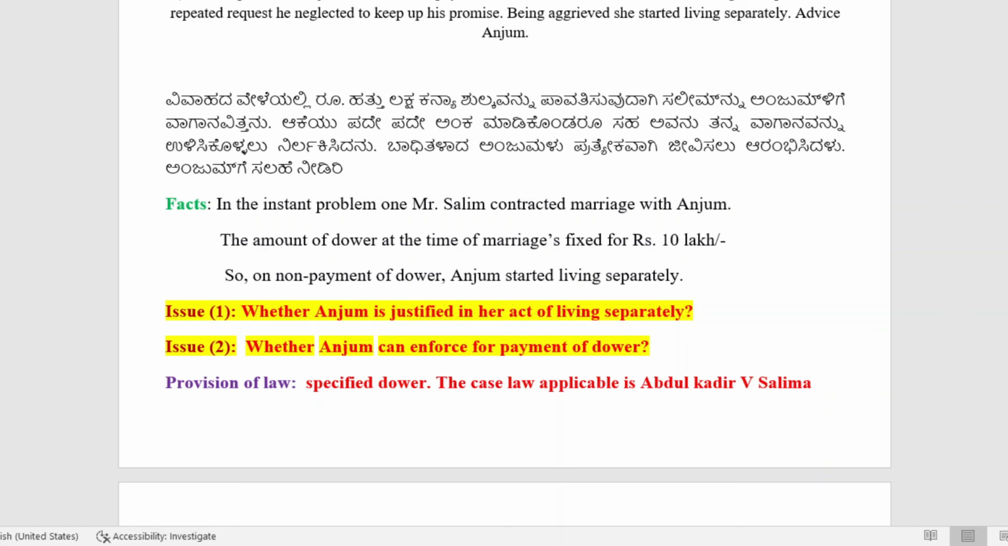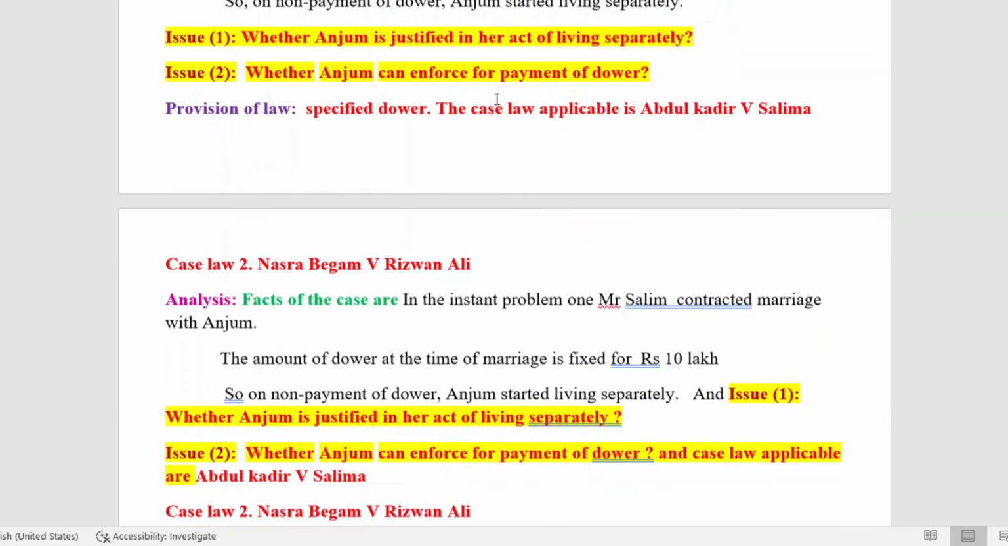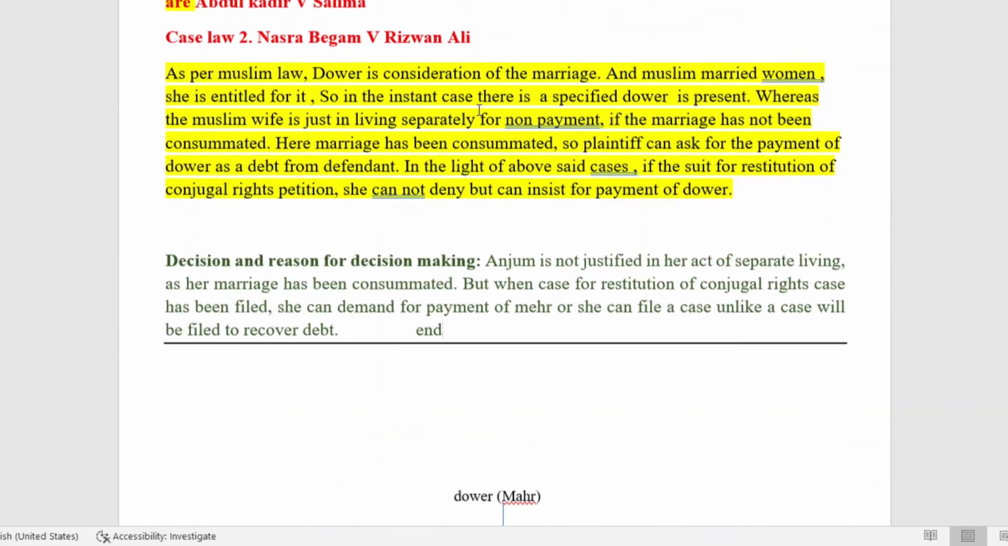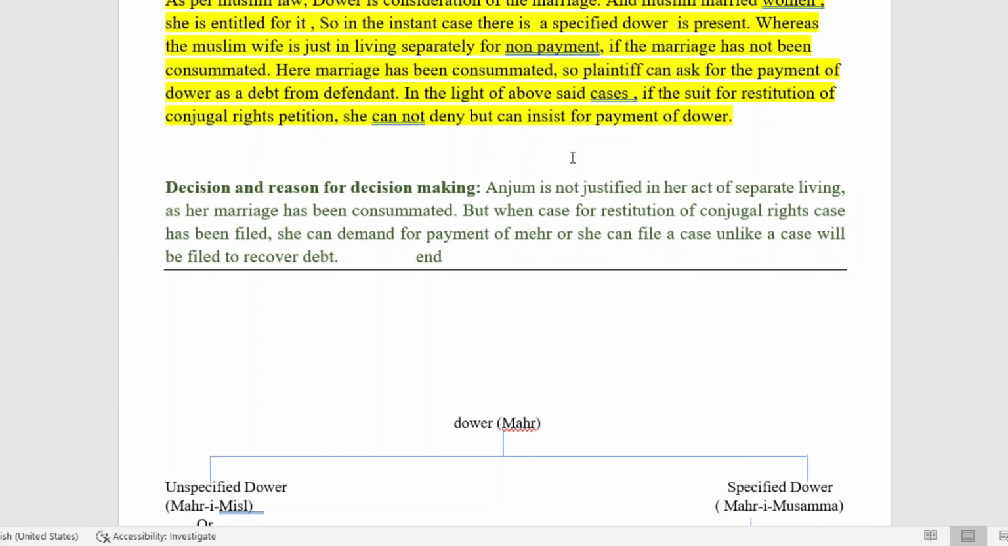Salim promised Anjum that he would pay 10 lakhs as dower in the event of marriage. Despite her repeated requests, he neglected to keep up his promise. Being aggrieved, she started living separately, thereby leaving the cohabitation of the husband. She lived with the husband, and cohabitation means the marriage has been consummated. So she cannot deny the restitution of conjugal rights if the suit has been filed.